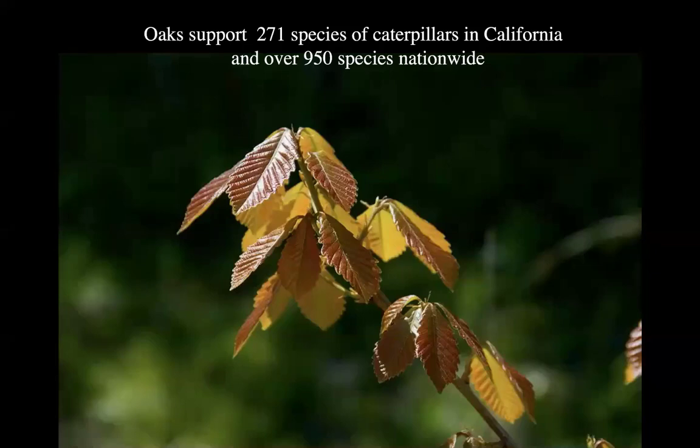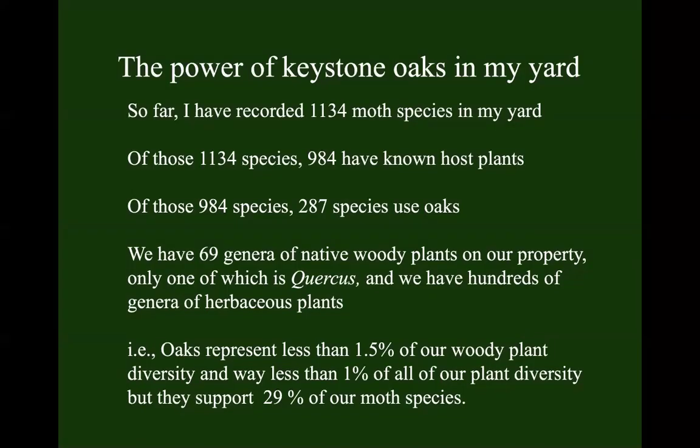What is contributing more than any other plant in California or North America? It's one of the oaks. 271 species of caterpillars in California, over 950 species of caterpillars supported by oaks nationwide. It's the most productive plant we can put in our landscapes in 84% of the counties in which oaks occur. No other plant genus comes close to that. This is the role of keystone oaks in the ecosystem in our yard.